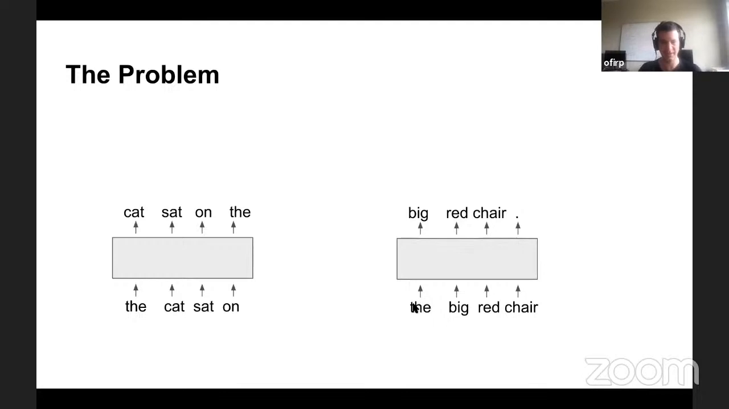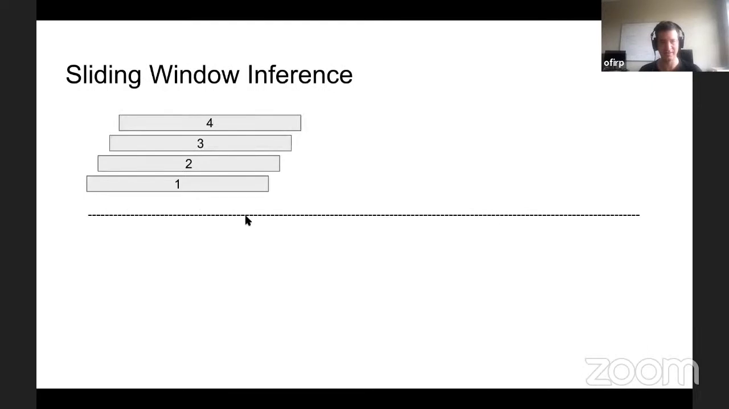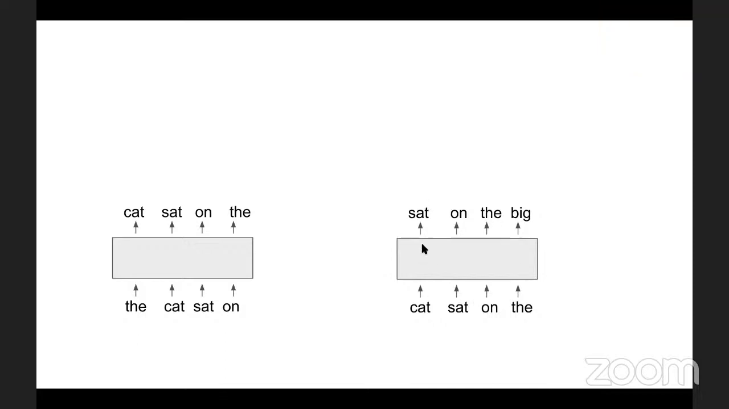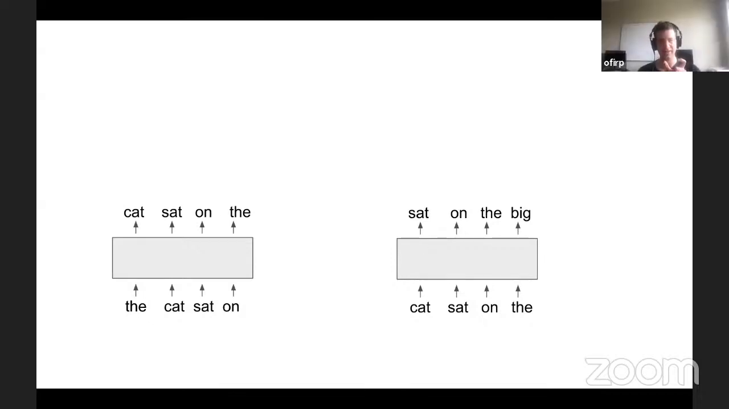But if we now slide the window, so cat sat on the is our first input sequence, and now we're trying to predict this next word here, but we're giving it almost all the previous tokens. For every token in our evaluation set, except for the first two, for almost every token, we run the entire language model just for that token.